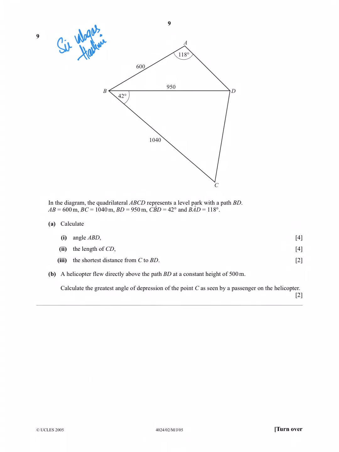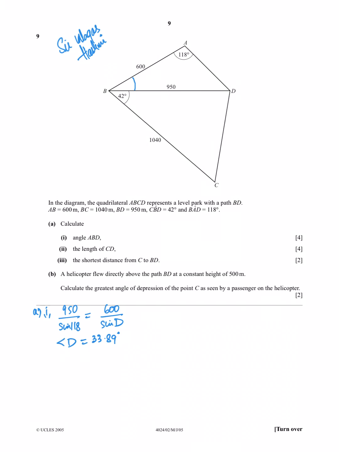Alright, it's question number 9 from Further Trigonometry. In the first part, you need to find angle ABD. That means we need to find this angle, right? So for part A, part 1, angle ABD, I can apply law of sine here, so it will be 950 divided by sine 118 equals to 600 divided by sine D. By cross multiplication, I can find a value of sine D. So its value is 33.89 degree, that is your angle D.